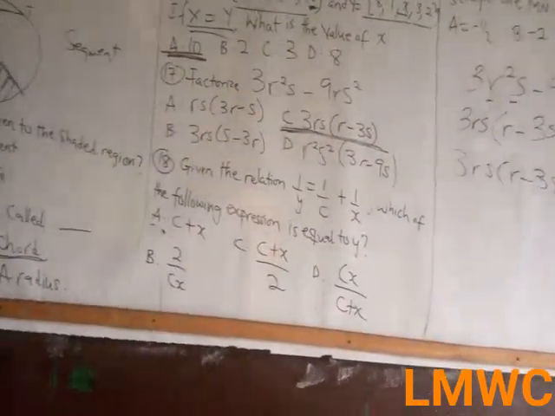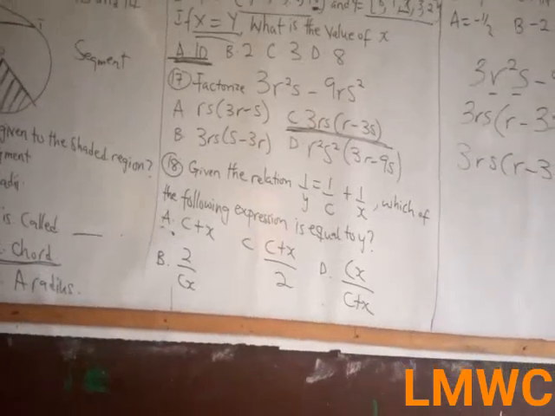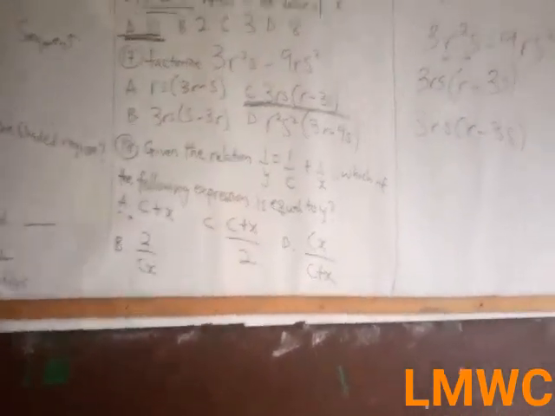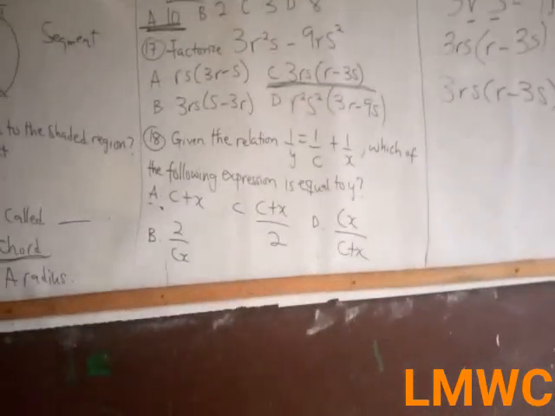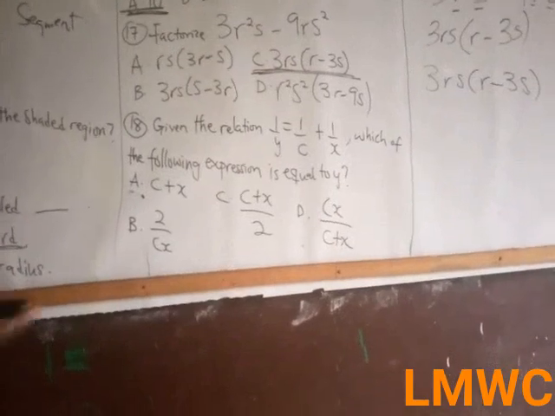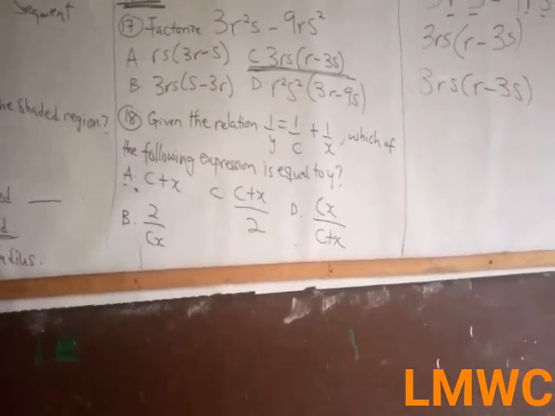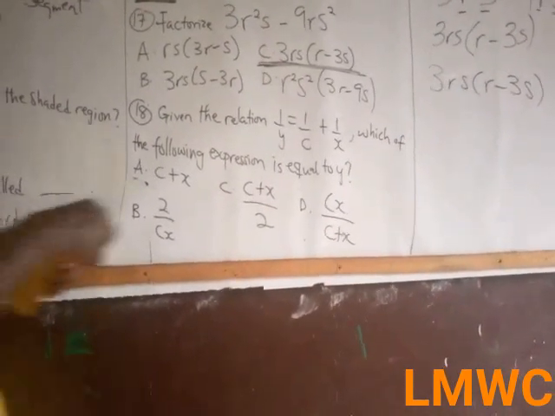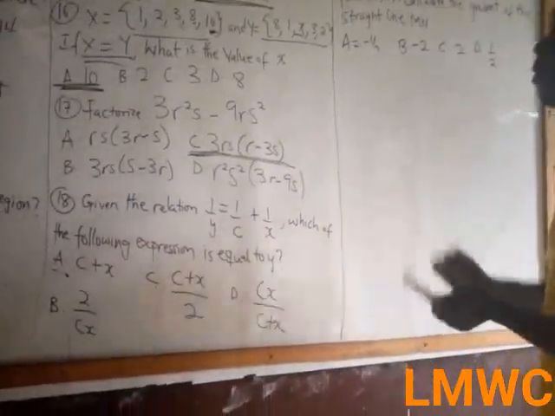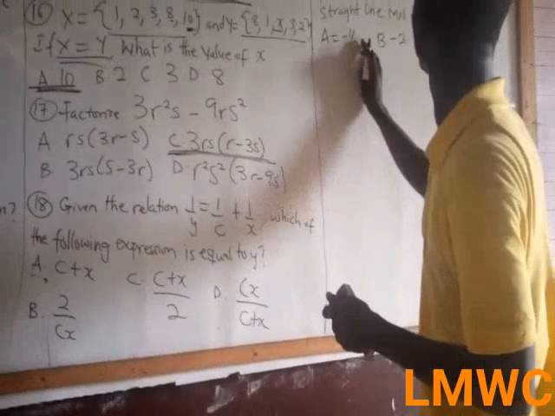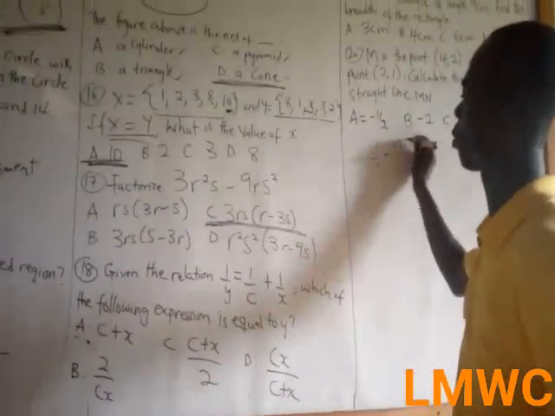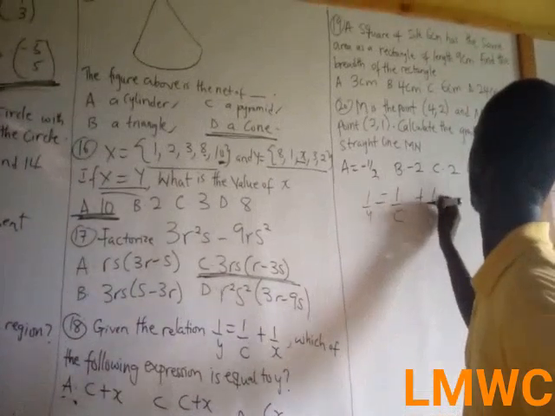Question 18. Given the relation 1 over y is equal to 1 over c plus 1 over x, which of the following expressions is equal to y? This is the same as make y the subject. They are just confusing you. Make y the subject of the relation. Now they have given you 1 over y is equal to 1 over c plus 1 over x.